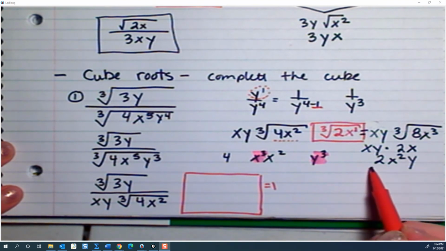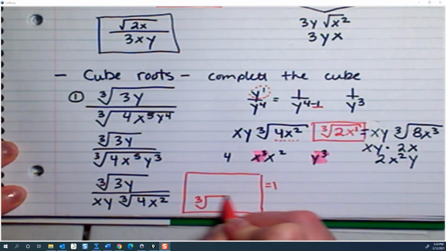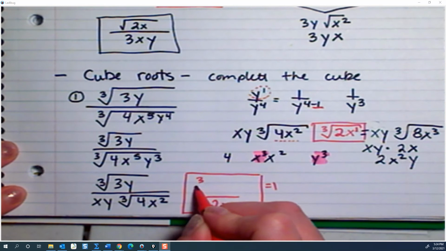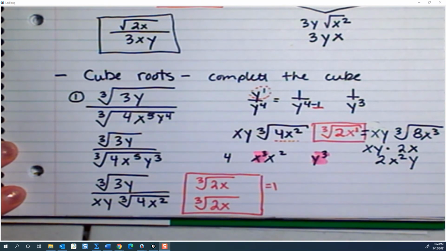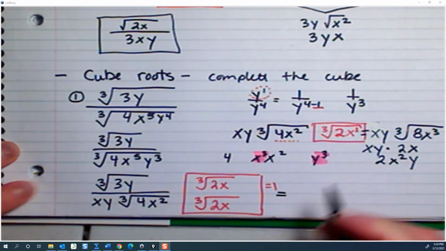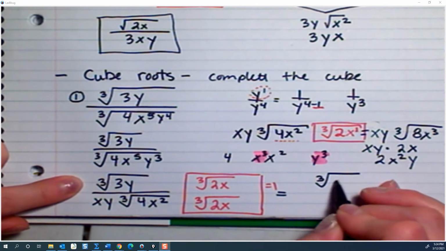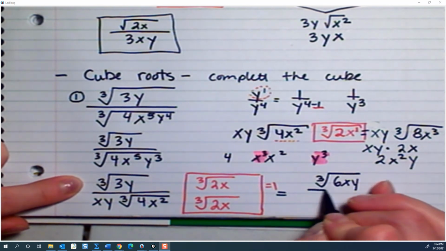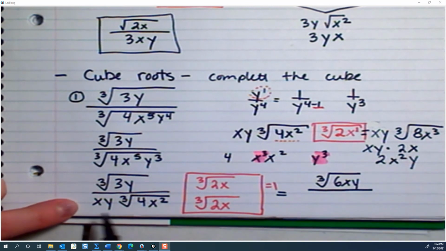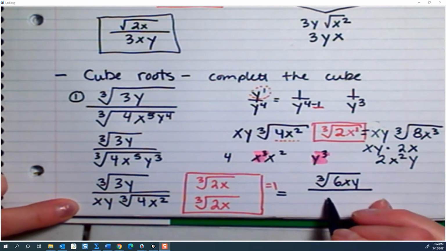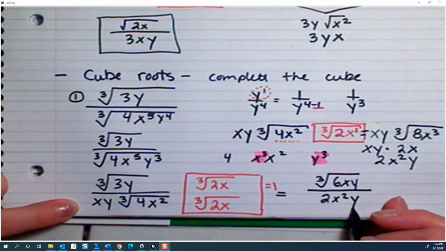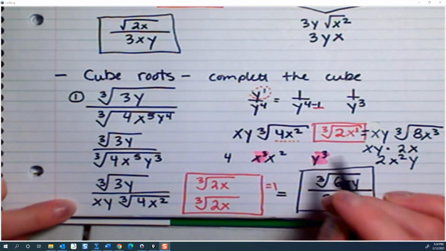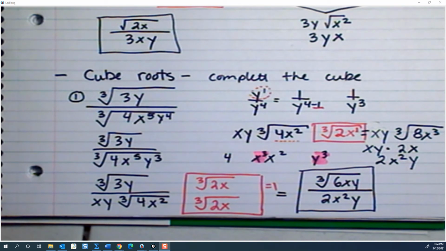Okay, this is a rational number with no radicals. So I am going to multiply by 2x inside the cube root. Okay, what do we get? Cube root of 6xy all over, notice I already did the multiplication here, 2x squared y. Woo! All right. Now, I'm going to do one more cube root, and then I'll do a short video about fourth roots and higher.